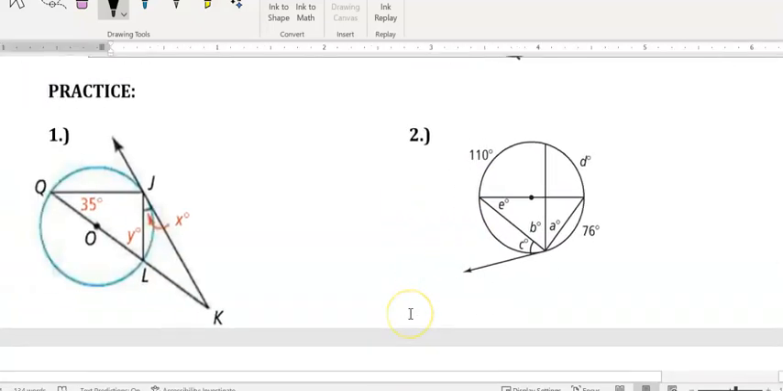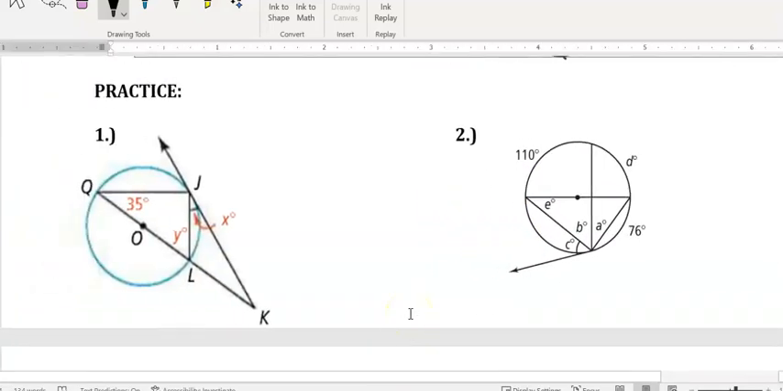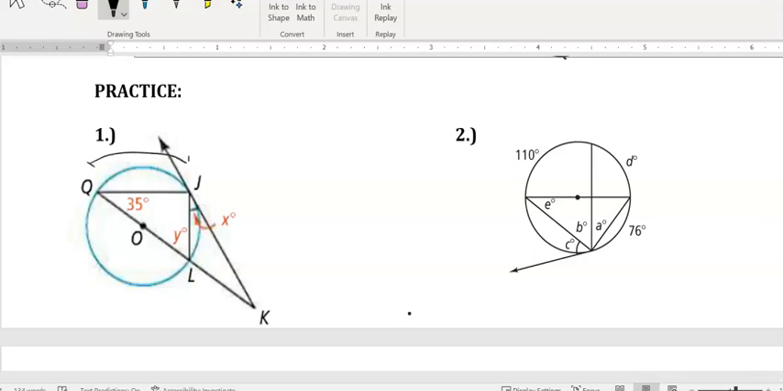All right, we got 2 more problems, and I'll do the first one with you. I'll have you guys do the second one, and then you guys can get started on your homework if we have some time. So we're looking at this. The only way I can find out y is if I know what this arc is. Do we know that arc? No.